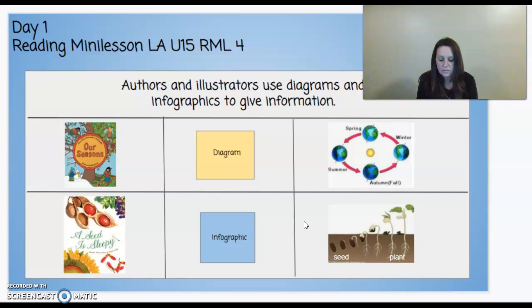And so today, during your independent reading time, we would like for you to choose a nonfiction book. And as you read, notice if it has any diagrams or infographics. Be sure to think about what you're learning from them, look at them, try to figure out why that author might have included them, and be ready to discuss the infographics and diagrams that you found today when we get back together as a class.